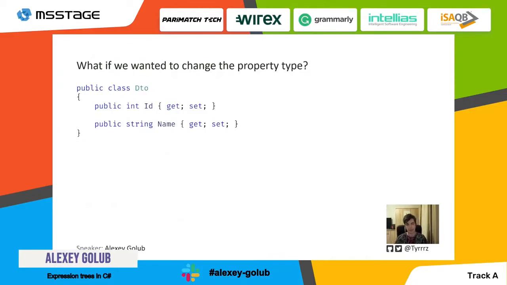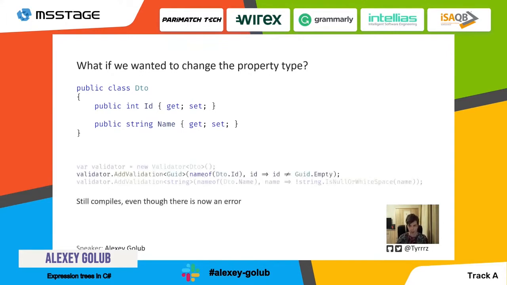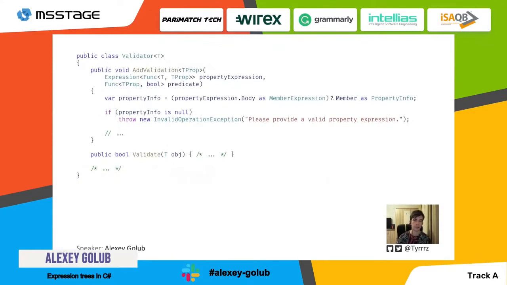So if we, for example, decide that DTO ID should not be GUID, but it should be an integer instead, when we change that, none of our code stops working. In fact, the validation rule that we've written for ID that uses this comparison with GUID empty will still compile and seem to work as expected, but it will throw an error during runtime. And that's not good. But we can avoid this problem entirely if we just use expression trees.